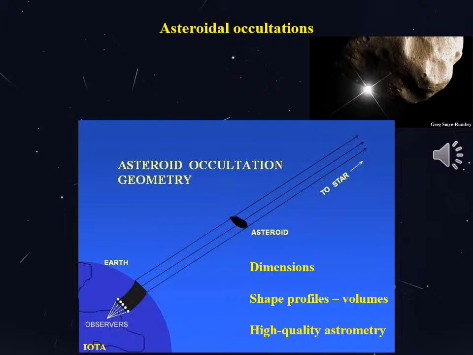If all these events can be timed accurately, they can be recombined and normalized, and they give us a profile of the asteroid, so we can get the dimensions of the body. If there's enough of them, we get a shape profile. And we also get high quality astrometry of where the asteroid was, because it's practically sharing the same spot in the sky as the star.